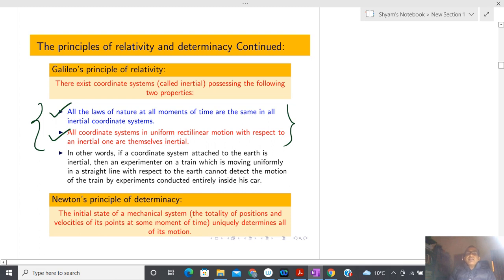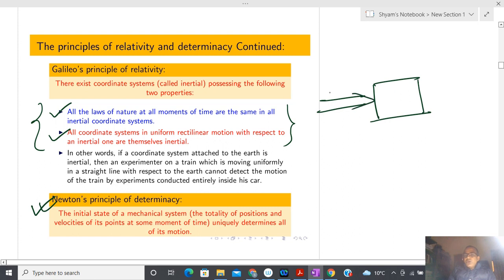So that kind of thing, basically this principle is imposing. Okay, we will see this kind of point in more detail. Now I have already talked about the meaning of Newton's principle of determinacy in the previous slide: the initial state of a mechanical system, the totality of positions and velocities of its points at some moment of time, uniquely determines the motion.